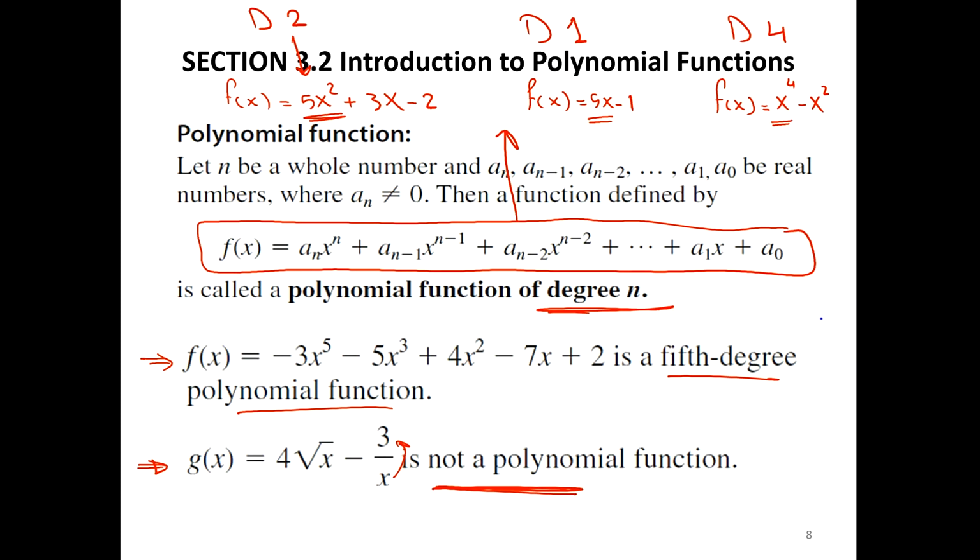So we have x to the power 1, 2, 3, 4, 5 to infinity. But we don't have x to the power half, or an exponent of minus 1. So this is not a polynomial.